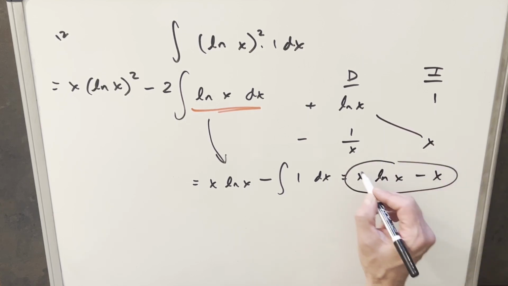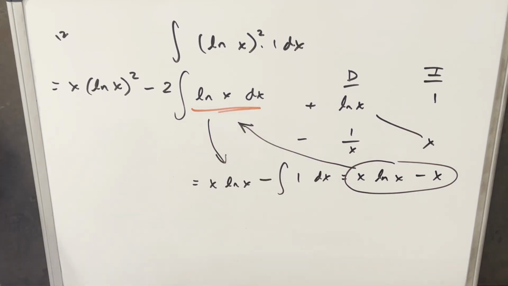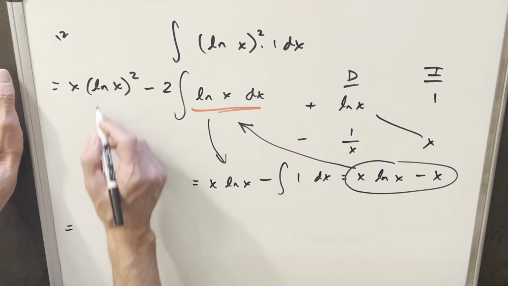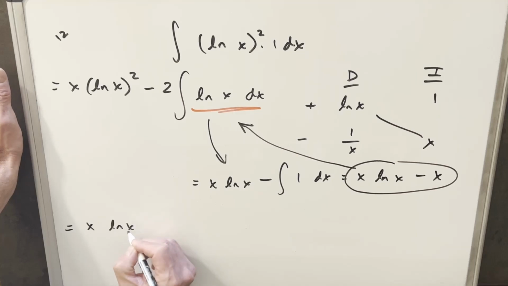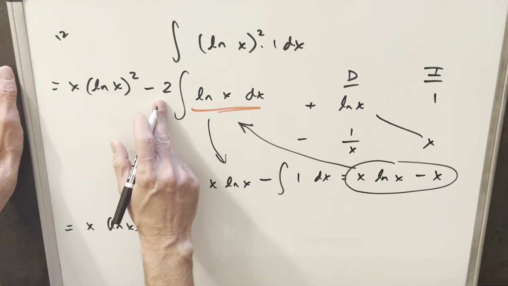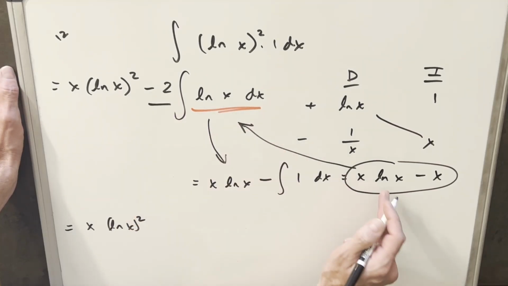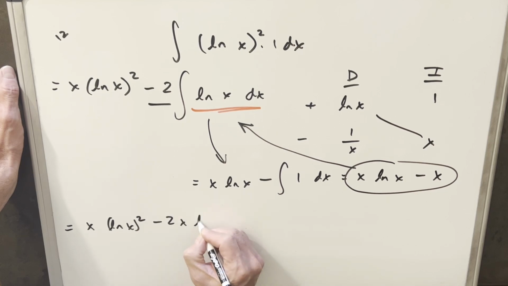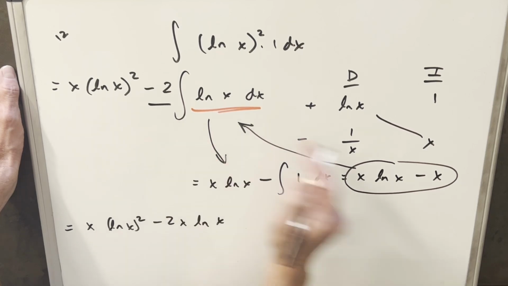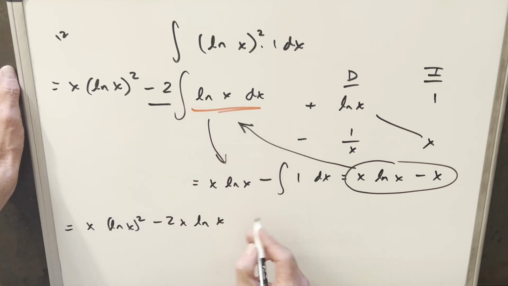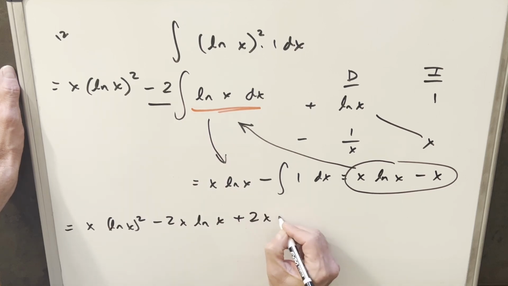And I just need to take this and plug it back in here. So when we do that, for our final solution, let's bring everything down. We're going to have x natural log x squared. Distributing in this minus 2, first we're going to have minus 2x natural log x. Then distributing here, the minus x times minus 2 is going to give me plus 2x plus C, and that's it. Okay, good problem.